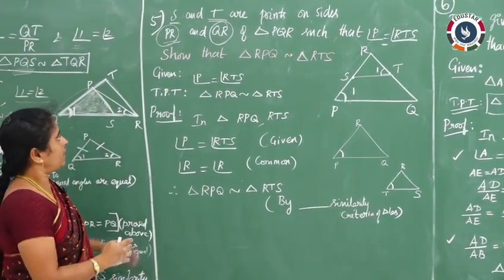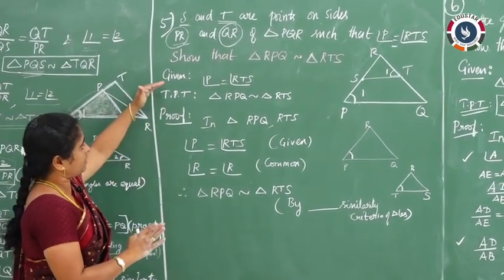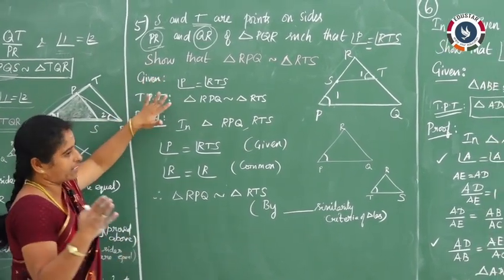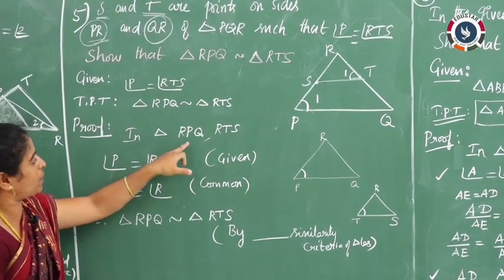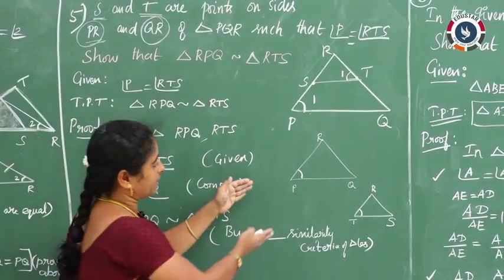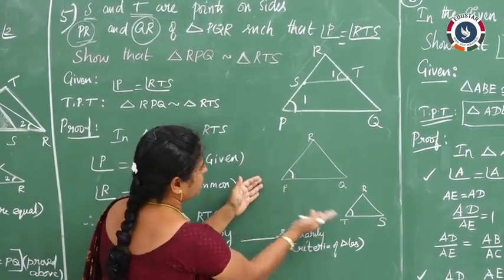Okay, next. We have to list out what is given and what is to prove from the question, that you know, right, that you can do. And the proof part. In triangle RPQ, I have just divided it, separated it into two triangles. What are the two triangles?